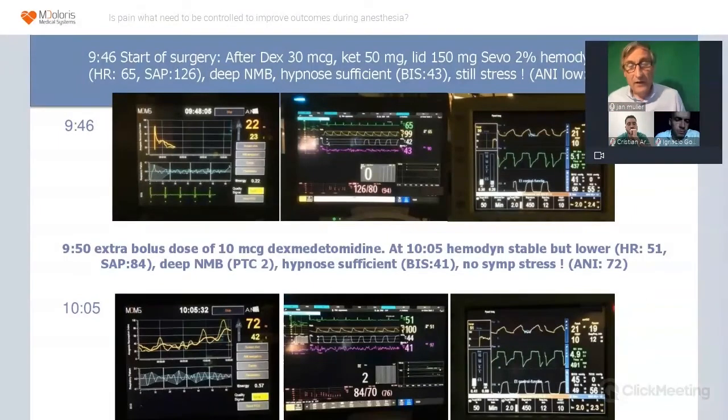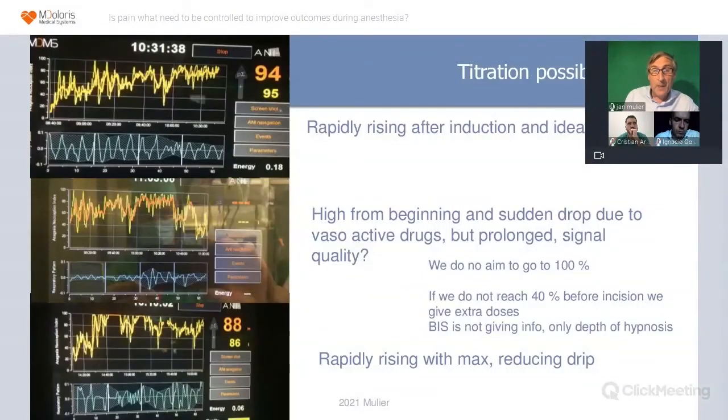Another nice case where we see a very low ANI value, with the hemodynamics not visible at all. We did give an extra bolus dose and gradually saw the ANI rising. Now the hemodynamics is even showing some bradycardia. So this patient really needed to go that high. Not everyone needs it, but the ANI was showing that we were not suppressing sufficiently, and we would have had more inflammatory reaction, higher CRP levels, and higher cortisol levels postoperatively. So today we make titration possible.